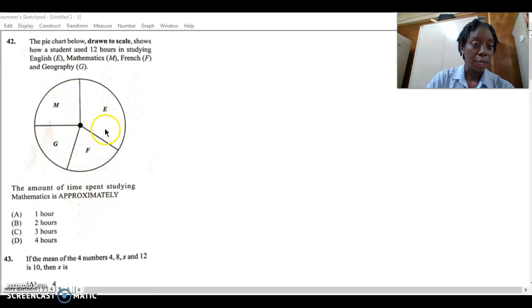Now, let's see. If we cut this into 4 parts, then we will have 4 quarters. Now, if you look at mathematics, this is mathematics. Mathematics could be considered to be a quarter. All right, so a quarter of 12 is 3. So I could approximate this answer to be 3 hours.